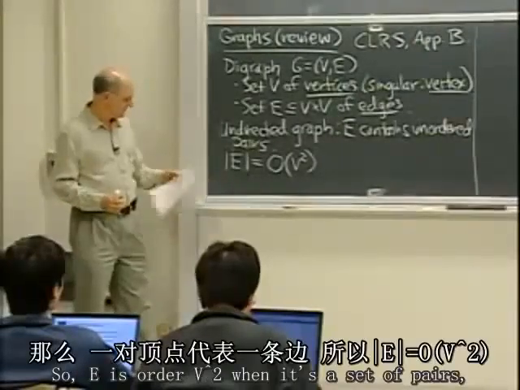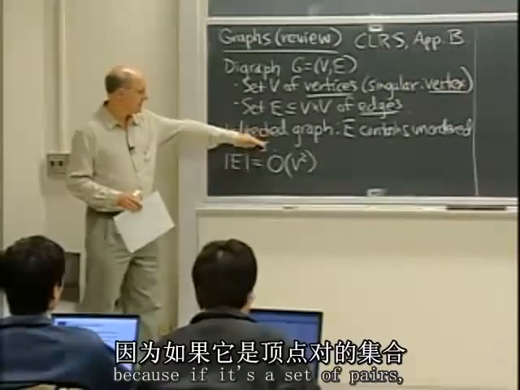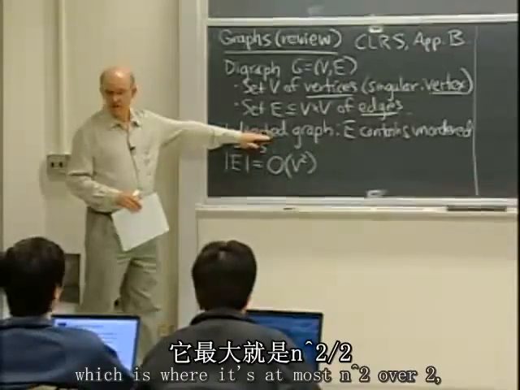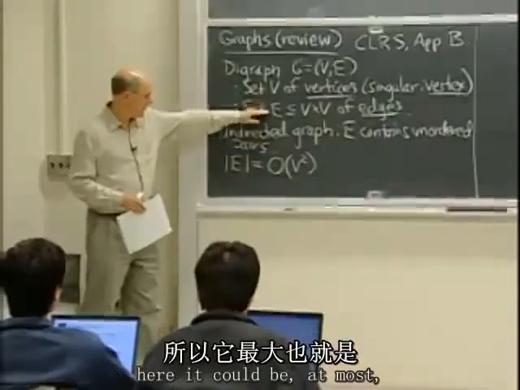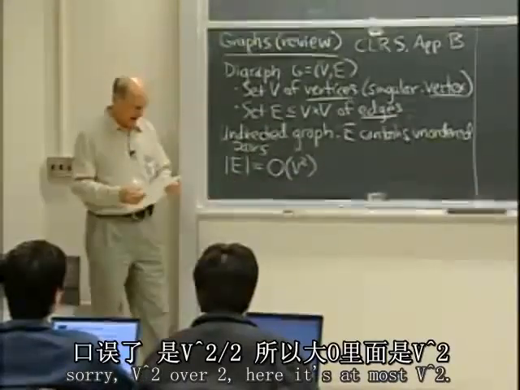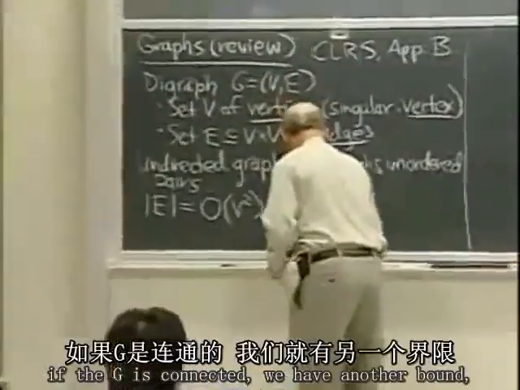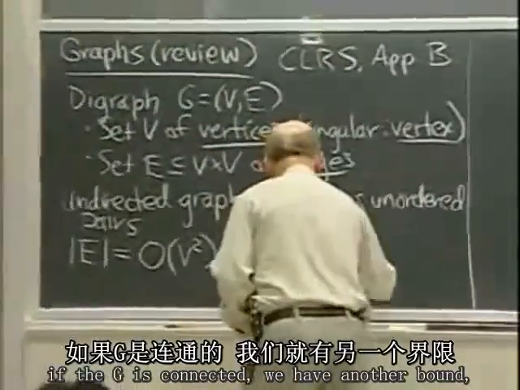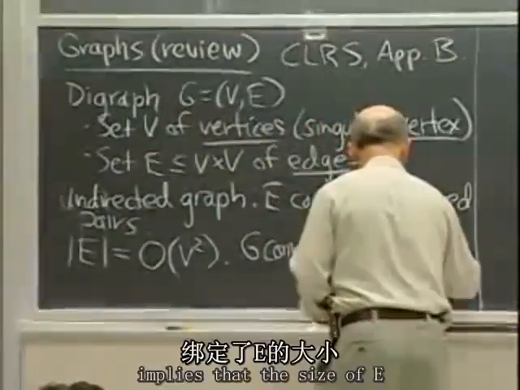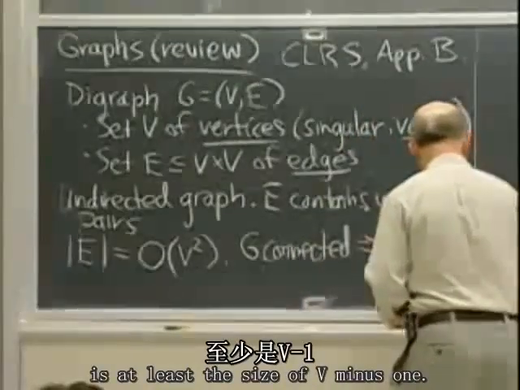So E is order V squared, whether it's a set of pairs, because if it's a set of pairs, it's at most n choose 2, which is at most n squared over 2. Here it could be at most V squared over 2. Here it's at most V squared. And then another property that sometimes comes up is if G is connected, we have another bound. It implies that the size of E is at least the size of V minus 1.